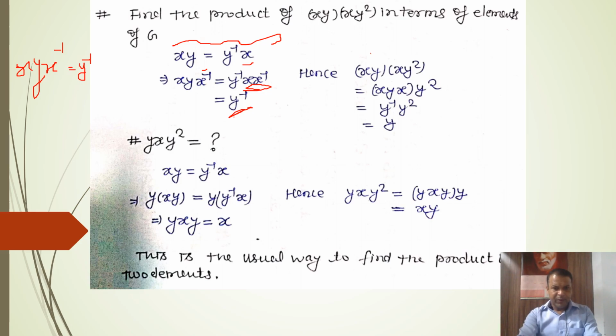Similarly, if you want to find the product of xy into xy square, these are two elements of the dihedral group as we have discussed in our previous slide. So here we can apply the associativity between these two elements. So these are the results. How we can write xy into x into y square, and xy into x, we can calculate separately.